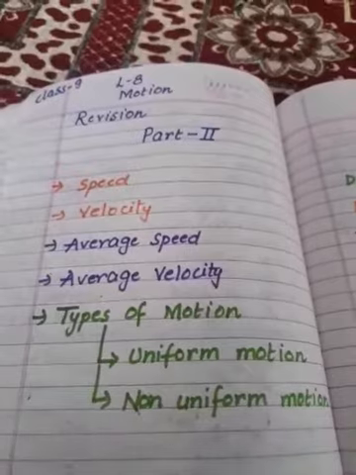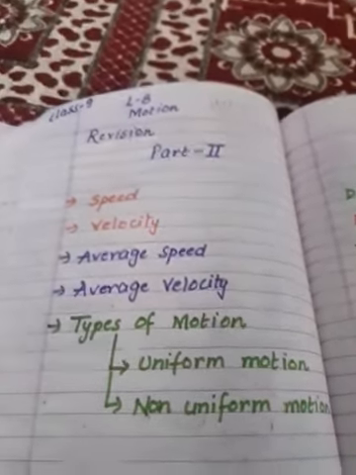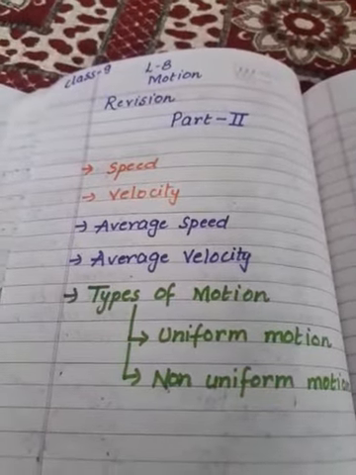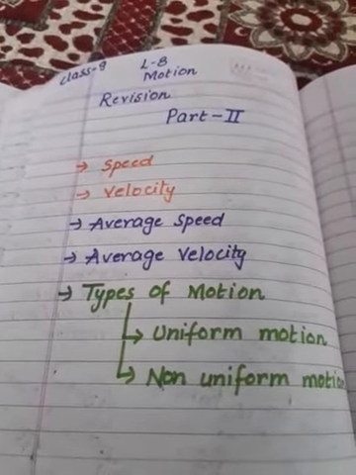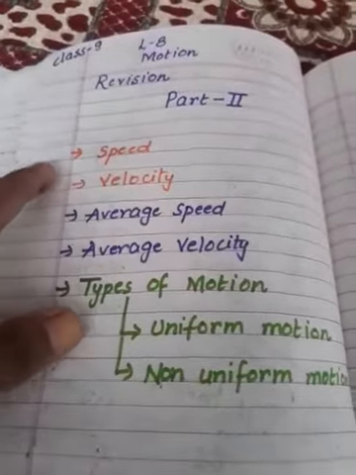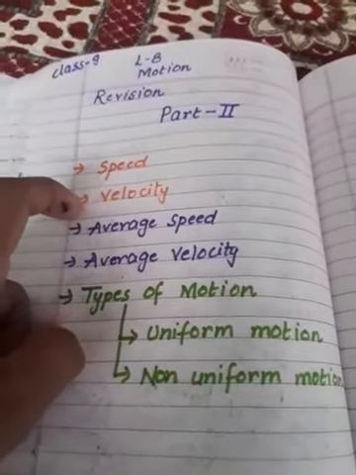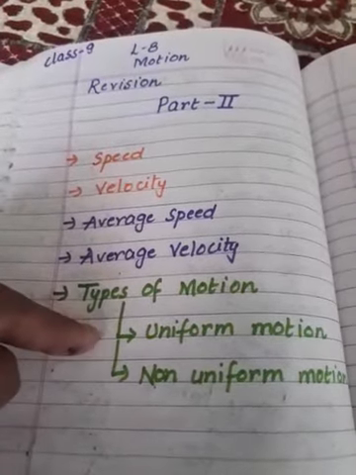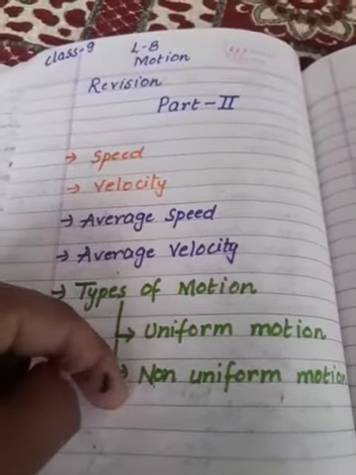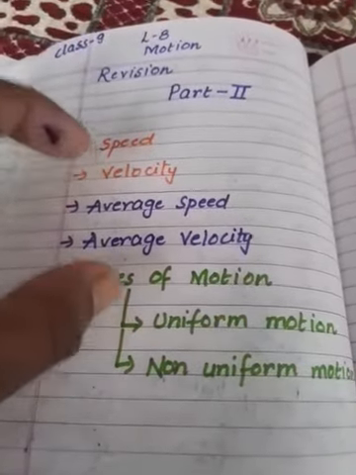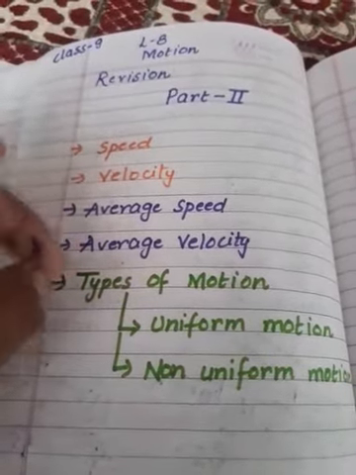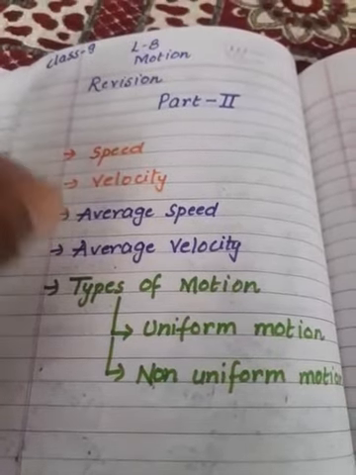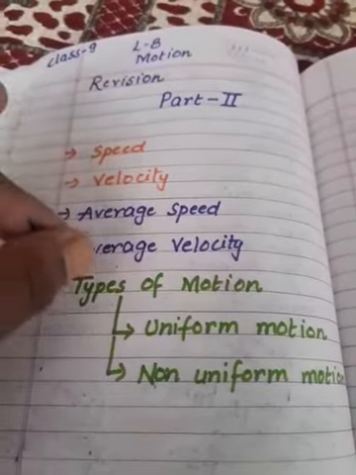I am Promila. Before starting our lesson motion, part third, first of all, I want to discuss part second topics again so that you can keep in mind. In part second, we have done speed, velocity, average velocity, and types of motion. One was uniform motion, and second was non-uniform motion. If you have skipped any of these topics, then pause this video and learn these topics again, and then you can start the video for part 3.